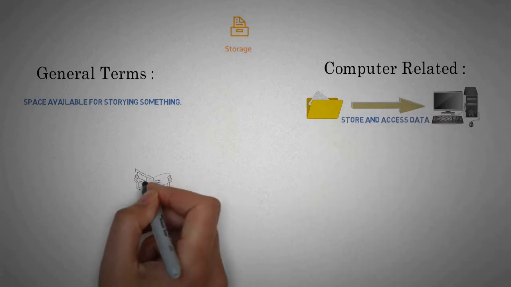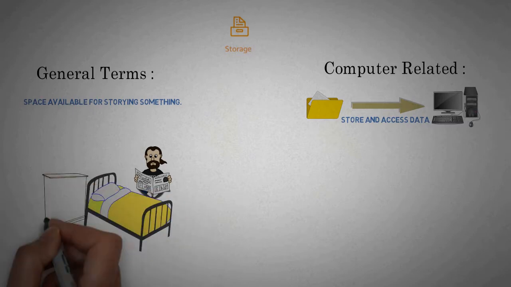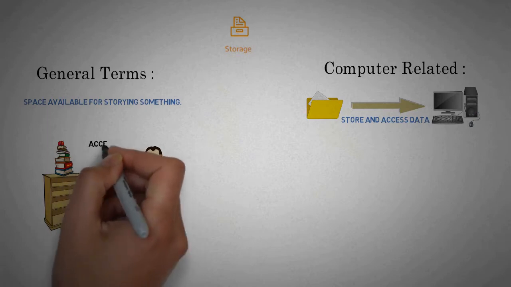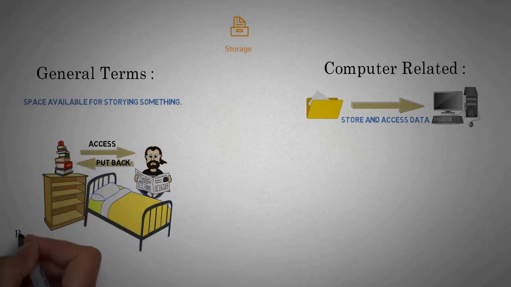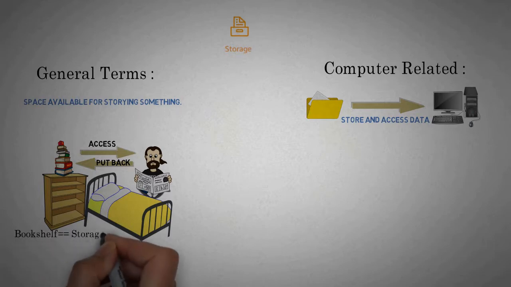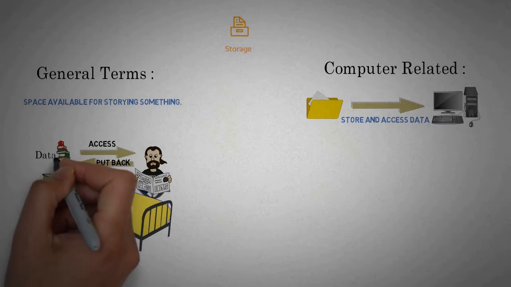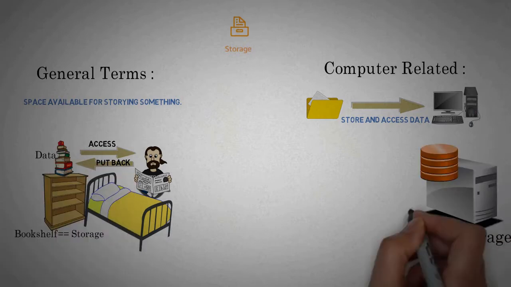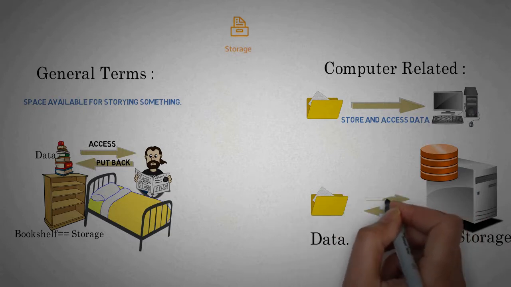So just imagine that you love to read books, and in your bedroom you have a bookshelf near your bed, and every night you pick up a book for reading and keep it back. So here the bookshelf is storage and the book is the data or object which we are storing. Similarly, S3 is a storage in which we can store our data and access it whenever we want. I hope that now you are clear what is S3.